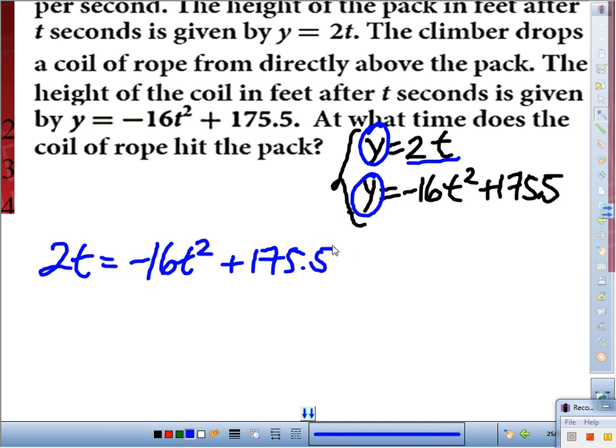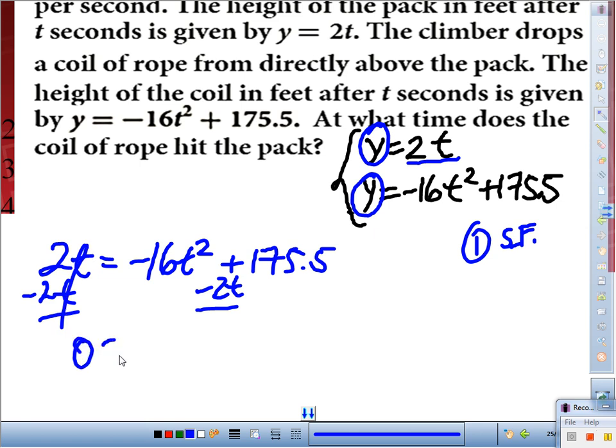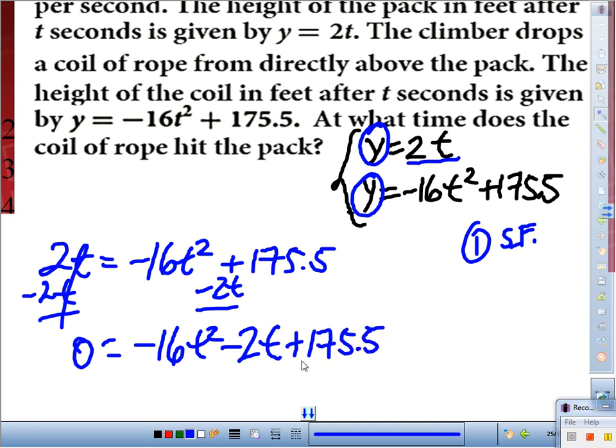175.5. So now that we're here, we have a quadratic equation, don't we? Yes. Okay, so what is step 1 for quadratic equations? Standard form. Is it in standard form? No. And it's not even equal to 0, so what do I do here? Minus 2t, minus 2t. So my new equation is 0 equals negative 16t squared minus 2t plus 175.5.